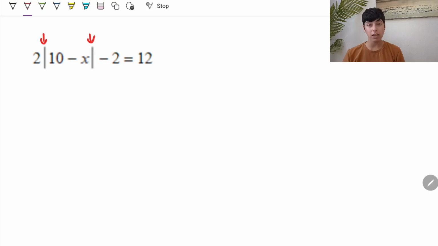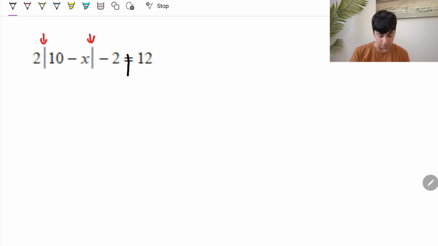Now these bars tell us that everything inside is just how far we are from zero. It's essentially measuring like a distance on a number line. Now the stuff on the outside, we kind of treat that like we did with normal equations. So let's take a look at how we do this.